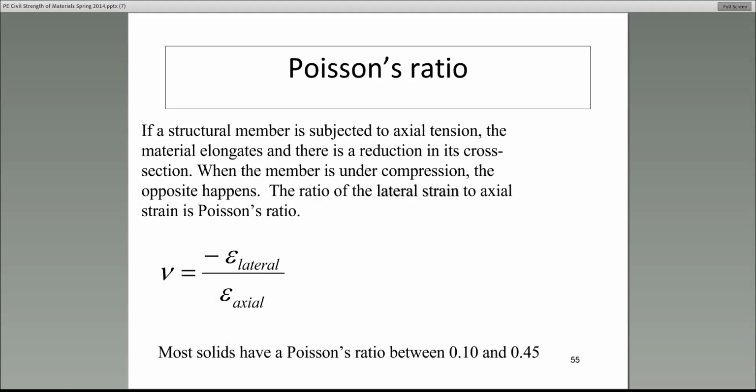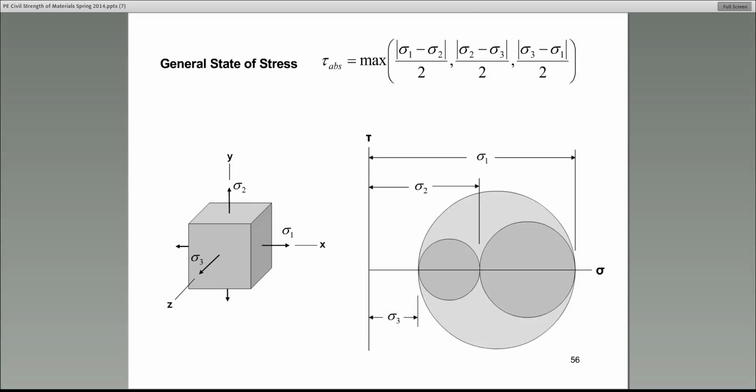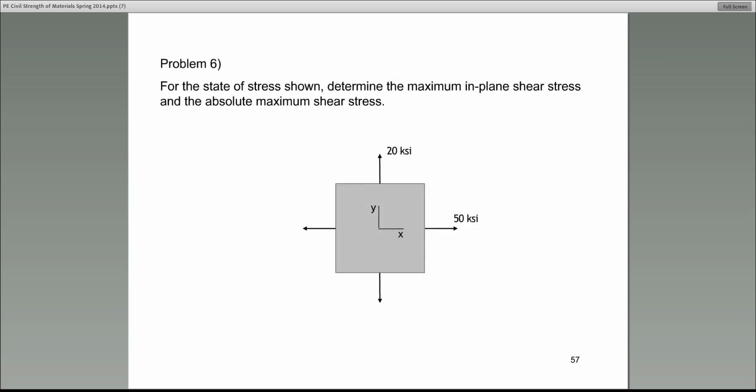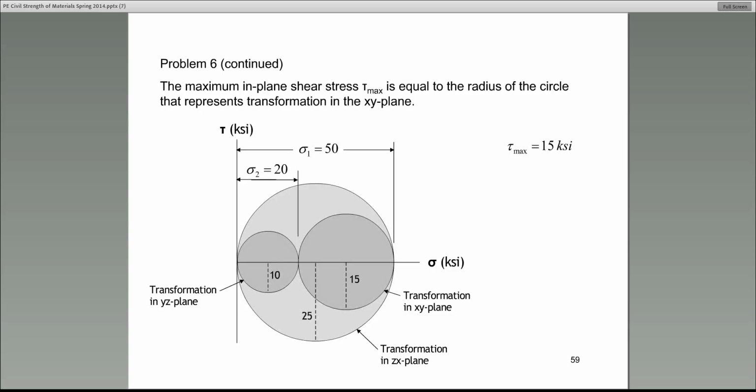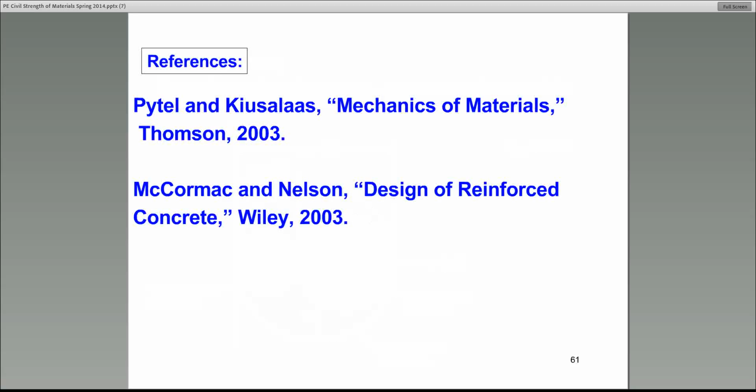Poisson's ratio here, we will see in one of the future sessions when I talk about construction materials. We'll talk about Poisson's ratio. General state of stress, again, if you're taking the structures in the afternoon, take a look at this problem number 6. And the solution is given. If you have any further questions, let me know. These are the references I've used for this section.